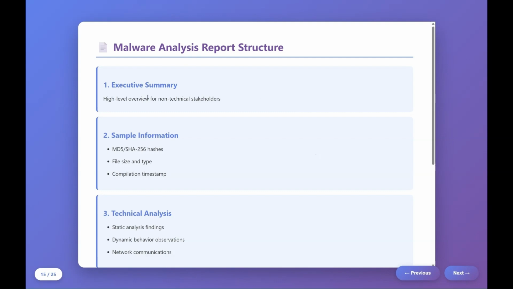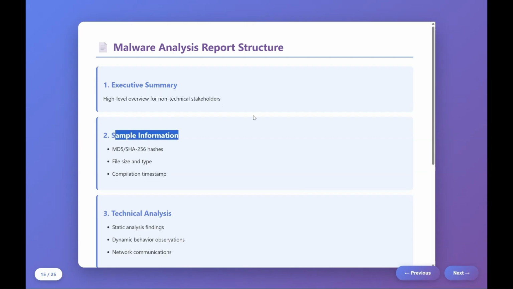Number one, executive summary. This is the high-level overview written for managers and non-technical stakeholders. Keep it simple: what happened, how severe it is, what is the impact. This section should be short, clear, and business friendly.